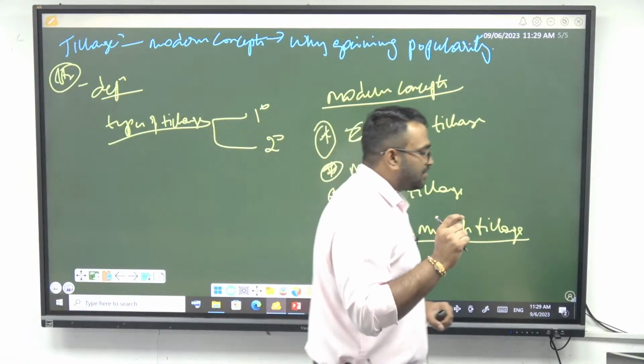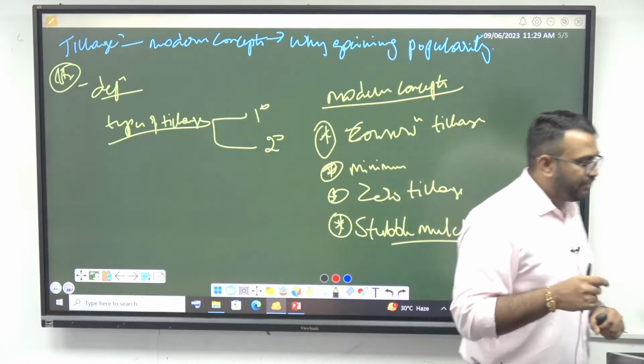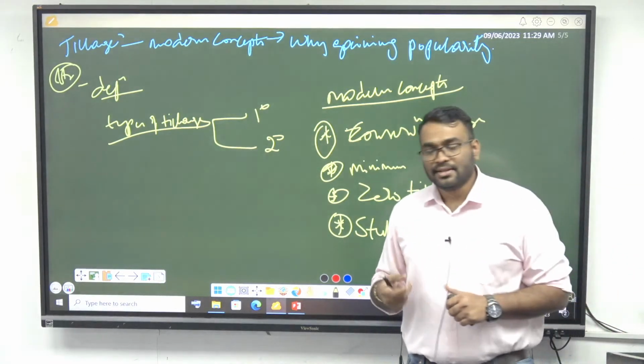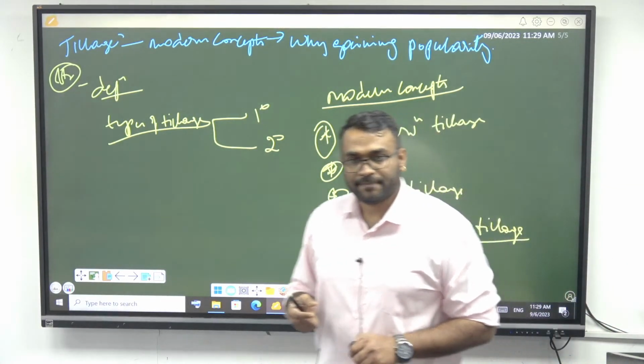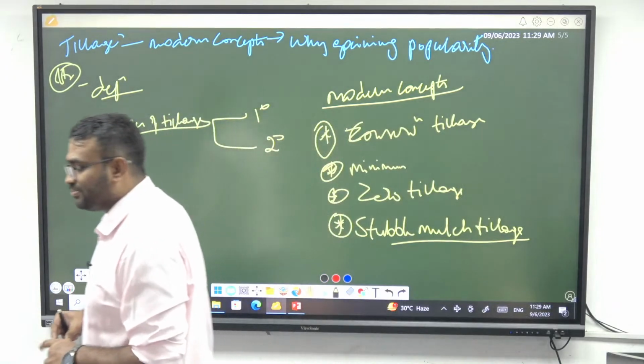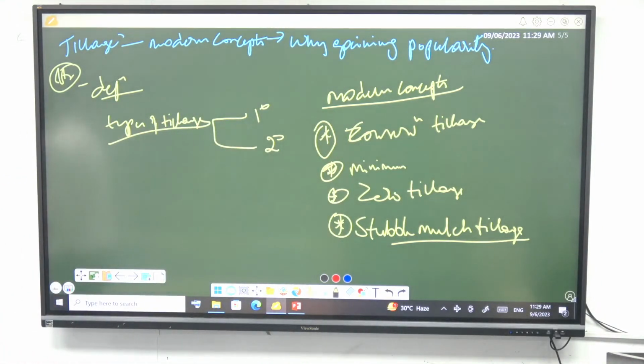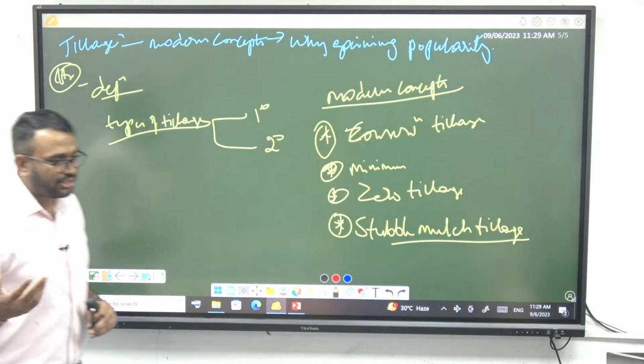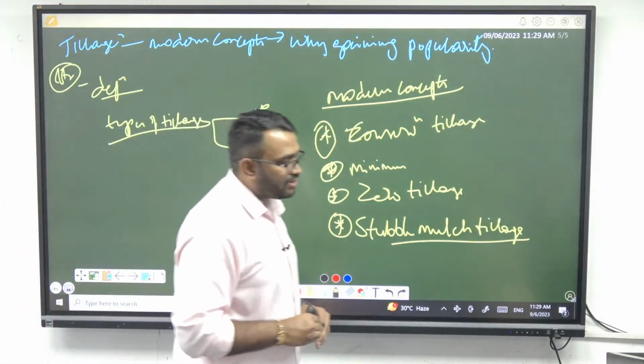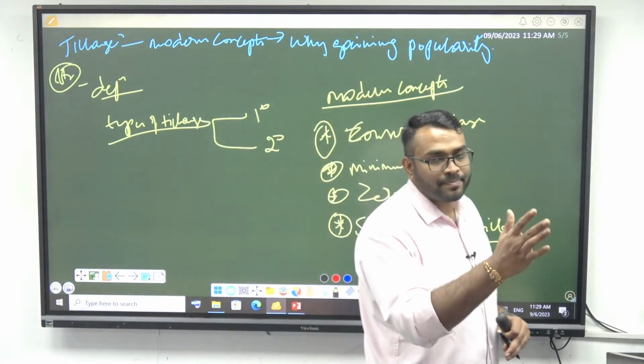Absolutely, if the soil is very, very hard or very, very compact, then only one tillage will be done, just for sowing. This sort of practice is called zero tillage. Stubble mulch tillage means whatever stubbles or crop residue is there from the previous crop, along with that you go for one tillage.